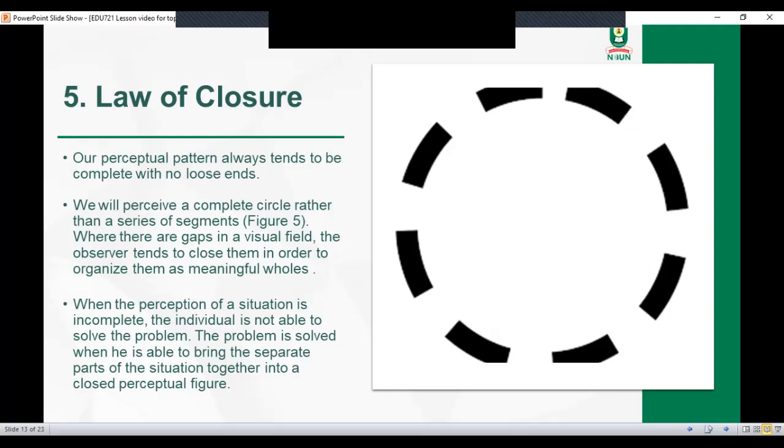When the perception of a situation is incomplete, the individual is not able to solve the problem. The problem is solved when he or she is able to bring the separate parts of the situation together into a closed perceptual figure, just like the image you're seeing here. Those are the details of the 5 laws of perception.